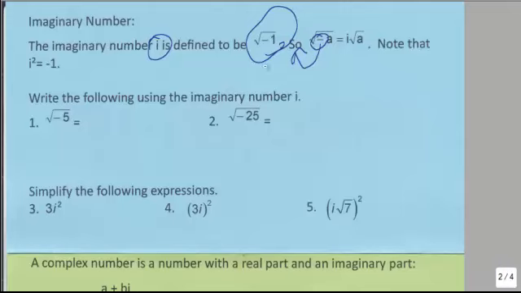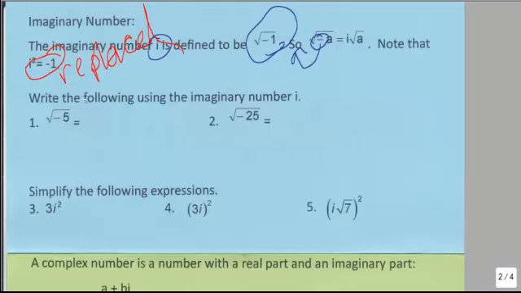One thing that's important for you to note is that i squared is -1, so please be sure that anytime you see i squared in your problem, you replace that with a -1.